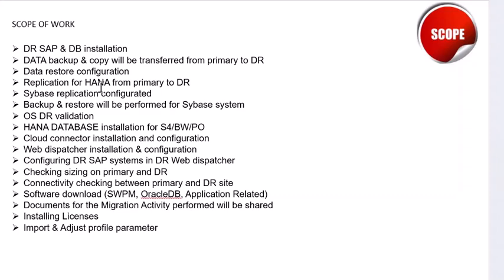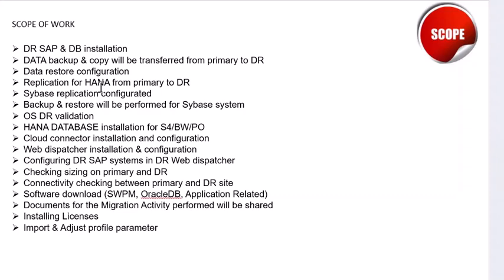So DR SAP and DB installation, right? Data backup copy will be transferred from the primary to DR. Data restore configuration, replication from HANA from primary to DR. Sybase replication configured. Backup and restore will be performed for the Sybase system. OS DR validation. HANA database installed for S4 HANA system, BW system, PO system. Cloud Connector will be installed and configured. Web Dispatcher installed and configured.